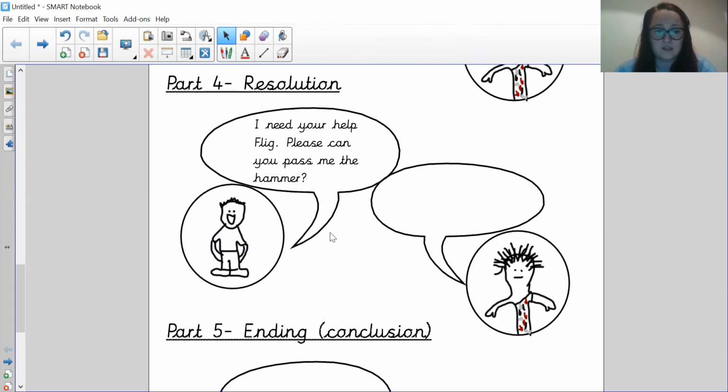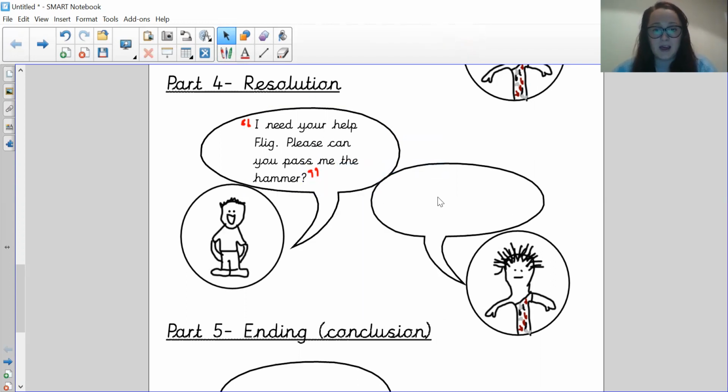Oh, that's a bit better, isn't it? So remember, once you've done this, you need to add the inverted commas. You could also do the inverted commas before you even write the speech. That might make it a bit easier. So my inverted commas are done. Right, let's move on to the part where Flig answers back.